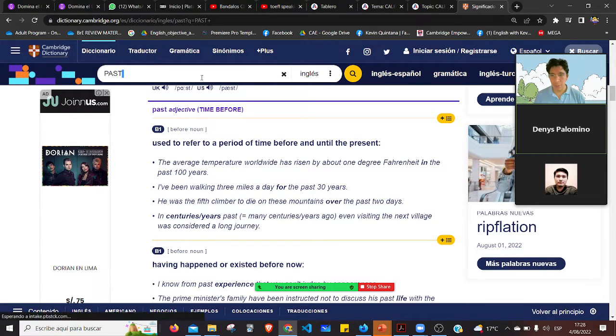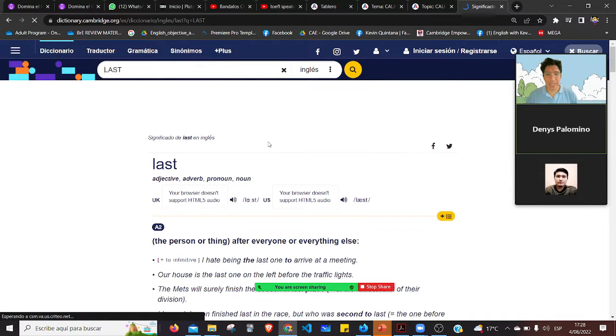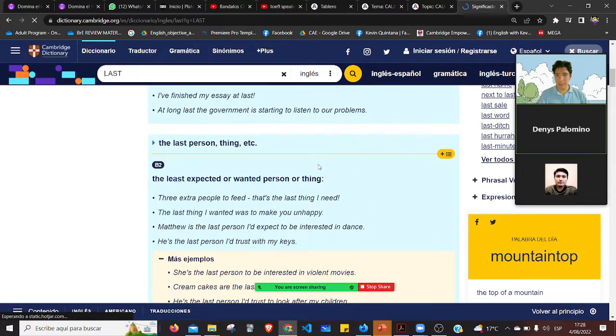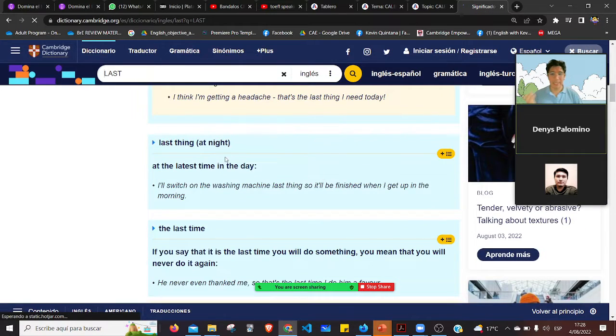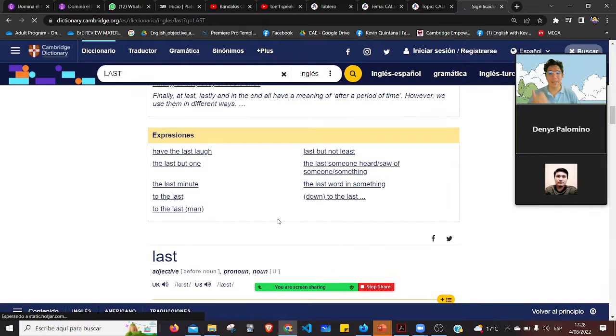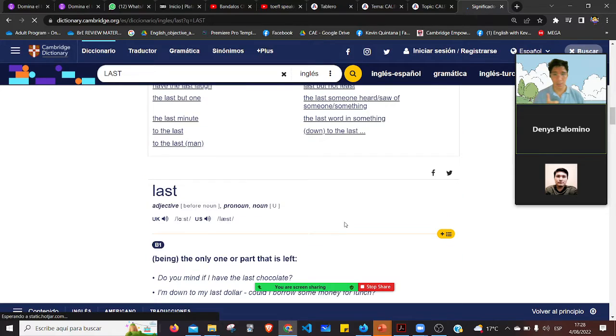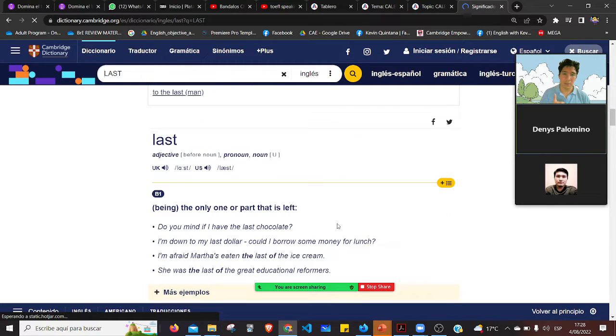Past, of course. This is the most common way, because now let's analyze last. At long last, the last person, always last night, the latest, el último, siempre es para el último. Okay? Did you understand? I have to say that the last weekend, due to the pandemic, I couldn't go there. The last weekend.